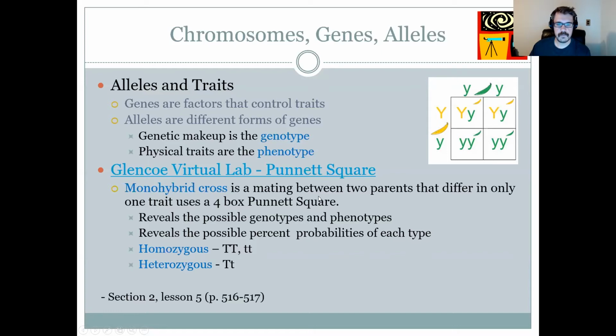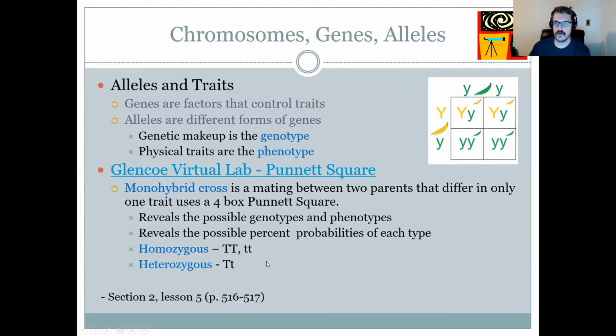A monohybrid cross is a mating between 2 parents that differ only in one trait that uses a 4-box Punnett square. That's what we're seeing right here. So basically this is just explaining what a Punnett square is. It reveals the possible genotypes and the phenotypes and the probabilities of each type. Each of these boxes represents a 25% chance. And then these are the terms for what the different combinations mean.